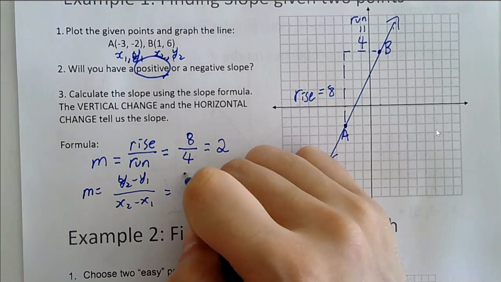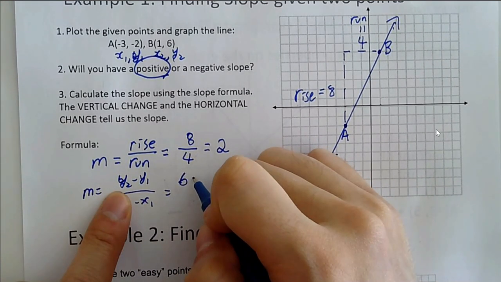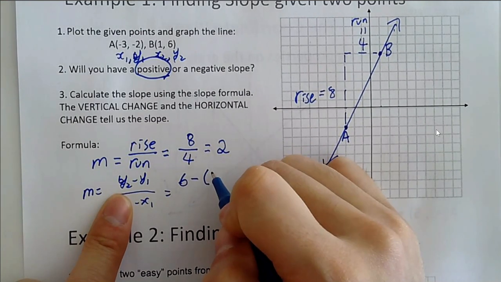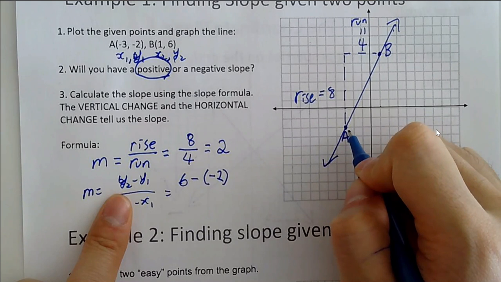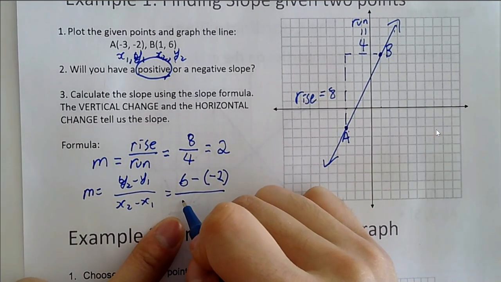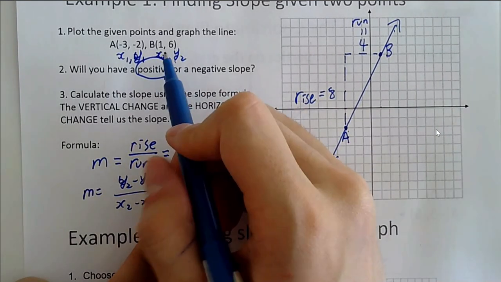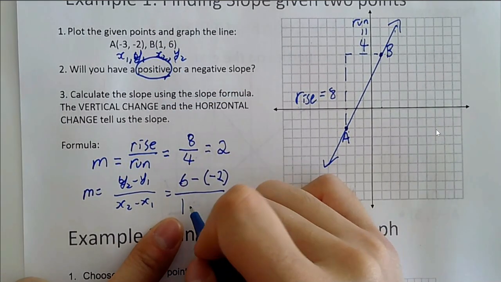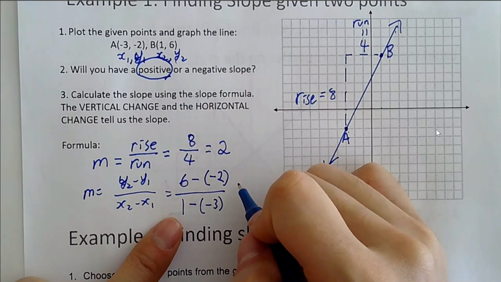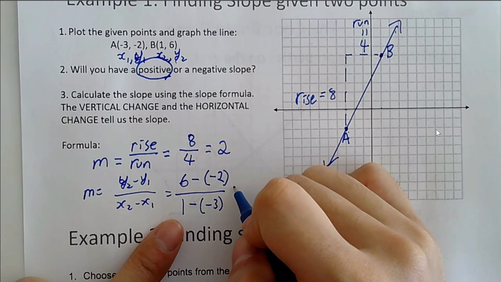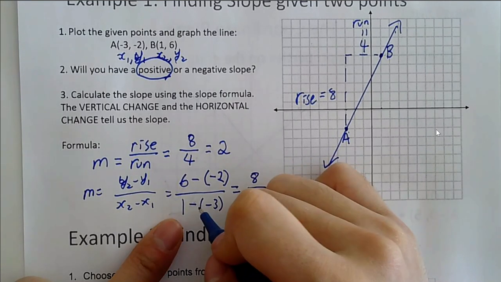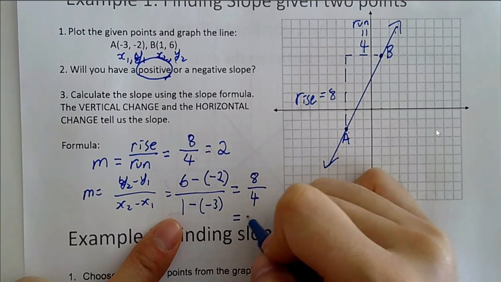So then I know that 6 is my y2, the y coordinate of the second point B, and then subtract the y coordinate of my A, and divide it by 1, the x coordinate of B, and subtract negative 3, which is my x coordinate for point A. Then what do I get? 6 minus negative 2 is 8, and 1 minus negative 3 is 4. Therefore, again, my slope is 2.